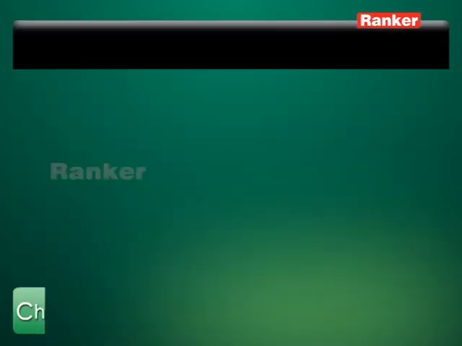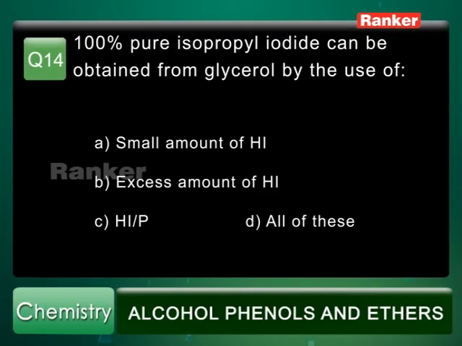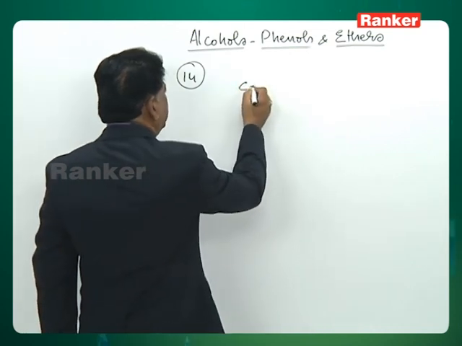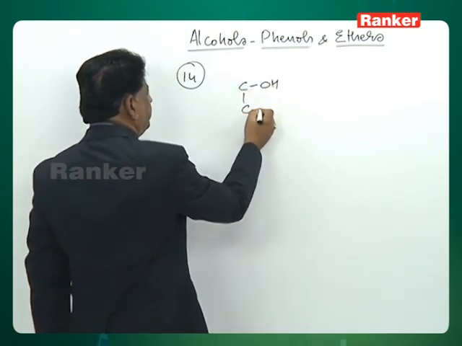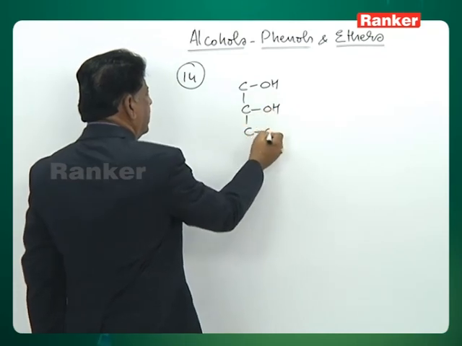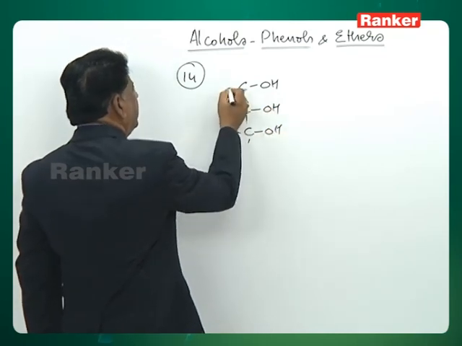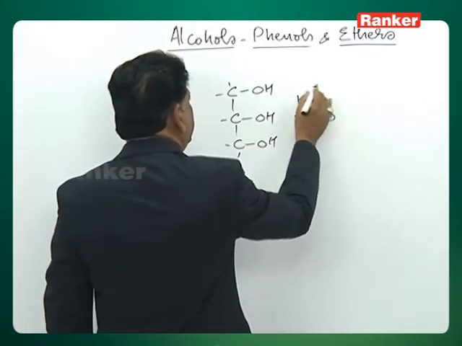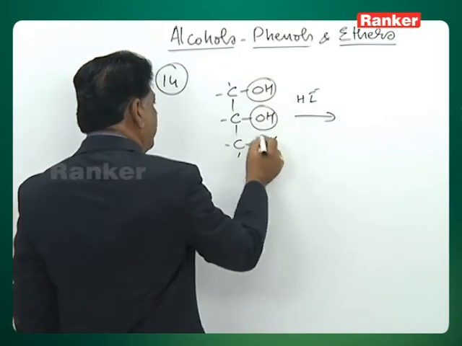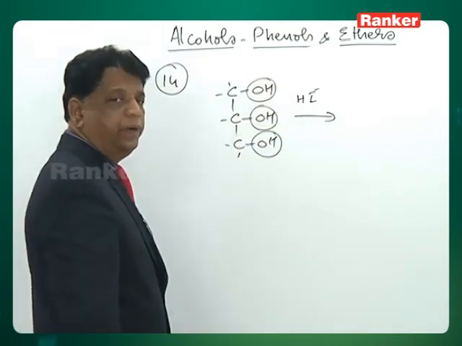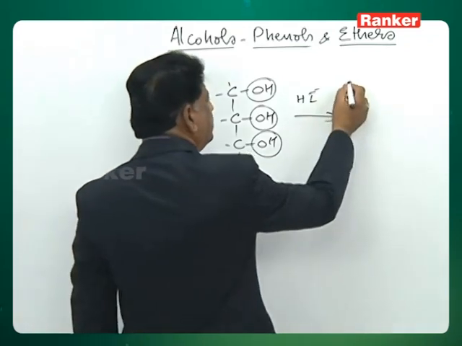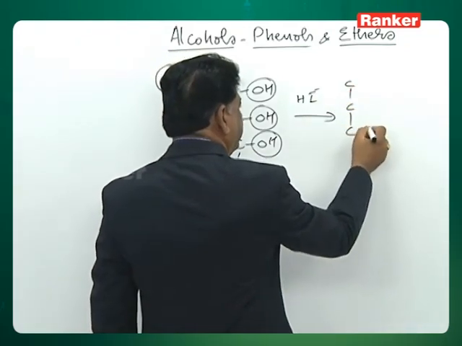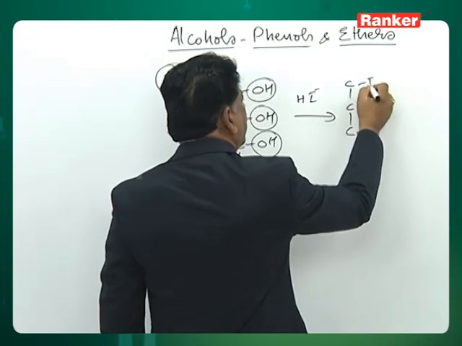The question says that 100% pure isopropyl iodide can be obtained from the glycerol by the use of some of the reagents he gave. So glycerol is nothing but a triol. 1, 2, 3 triol is the glycerol. They have the other hydrogens also, but when I treat it with HI, the iodide here replaces all the OHs. It works first as an iodinating agent. Then all the carbons will become iodo. That is, a 1, 2, 3 triiodo compound will come.